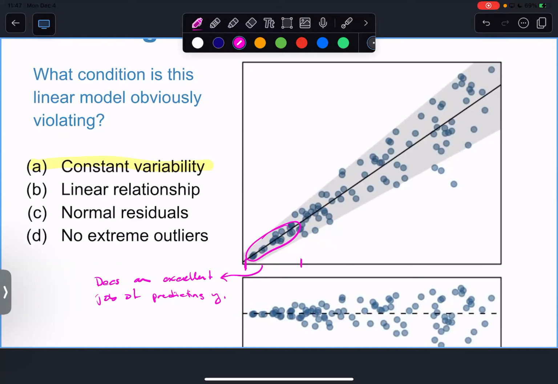But if we use that same line and that same correlation and things like that, what we're failing to mention is that in this range here, it's doing a way worse job at predicting. So predictions are worse. So we need to have kind of an even spread around the line so that our predictions are equally reliable.